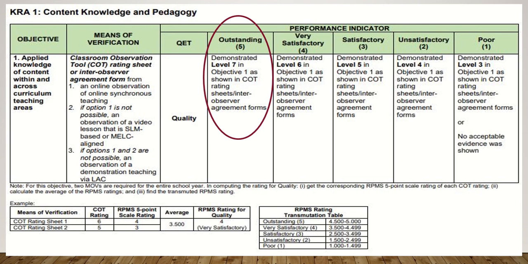To be given a rating of 5, a teacher must have demonstrated level 7 in Objective 1 as shown in COT rating sheets, inter-observer agreement forms. Now take note, I am emphasizing here the highest point that we have to attain. Now, if it is not possible, then we can have it in the VS or in the satisfactory. But if possible, we have to reach or aim for the rating of 5.